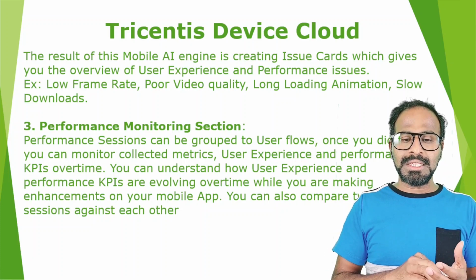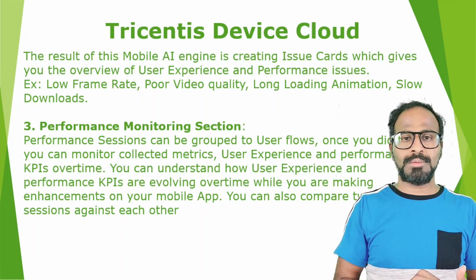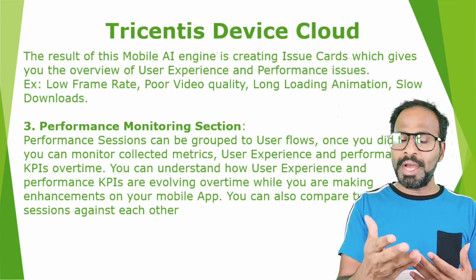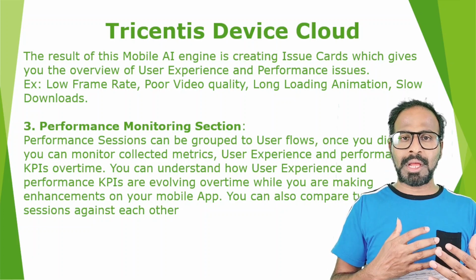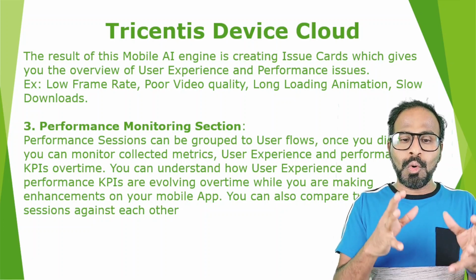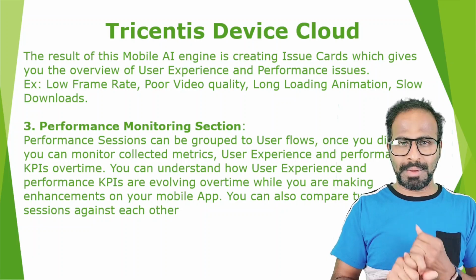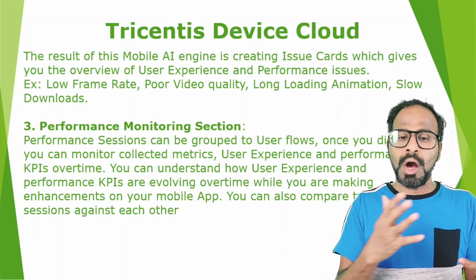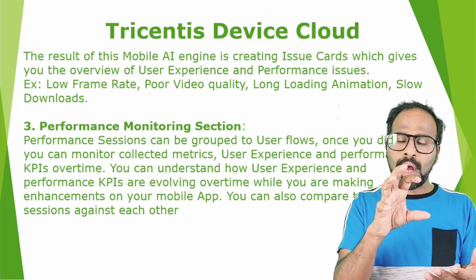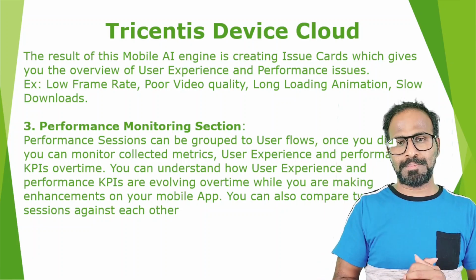and that results in creative issue cards. So basically, what were the metrics I told you, right? Network related metrics, mobile UI related metrics, right? All these metrics will be collected by the mobile AI engine, and it issues issue cards, which give you an overview of your user experience and performance issues. Like what? Like low frame rates. That is one issue card. It can issue poor video quality, or long loading animations, or slow downloads. So these are all the issue cards it's going to issue using the mobile AI engine, by collecting the enormous metrics I discussed with you, right?